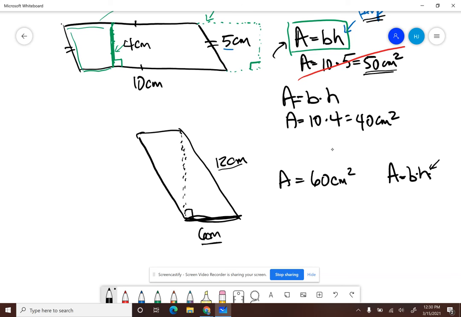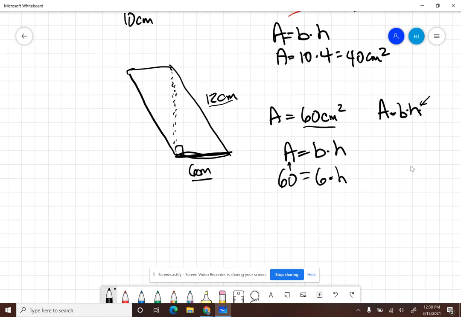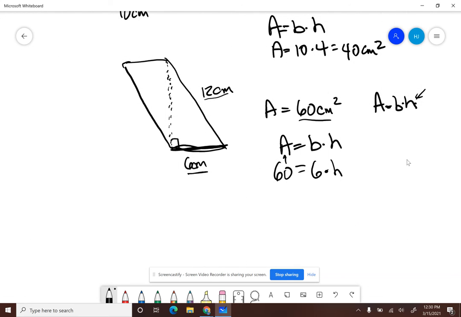So when we're looking at this, we have an area that they're giving me of 60 centimeters squared. Remember that my formula is area equals base times height. So I know my area. I'm going to go ahead and substitute that in for A right here. I know that my base is 6, but I don't know what my height is. And again, this comes right back to similar problems that we've already done before. If I'm multiplying by 6, now I just need to divide by 6. So the H would equal 10 centimeters, not 10 centimeters squared, because I'm not finding the area. I've been given the area and I'm finding a side, okay?